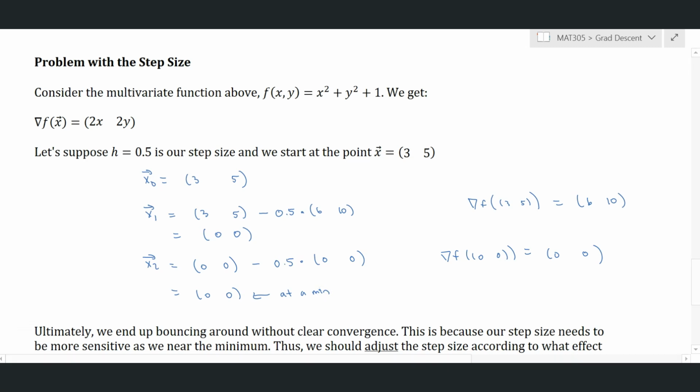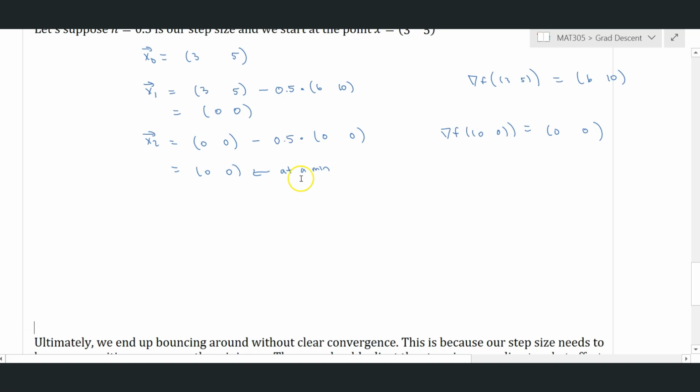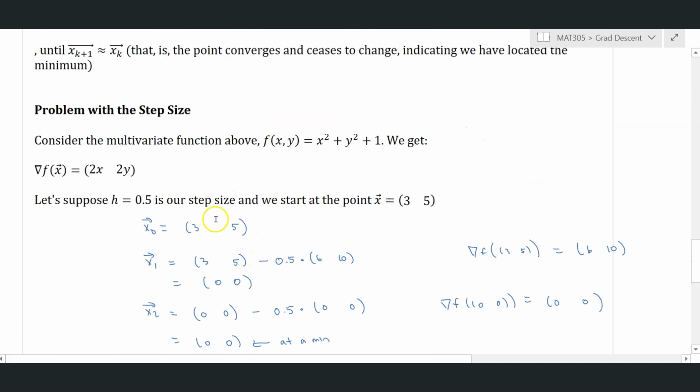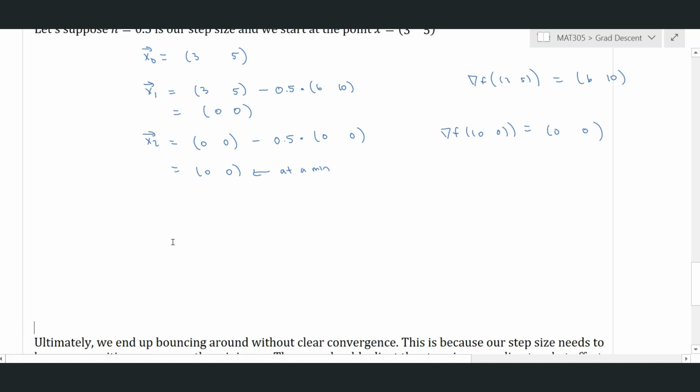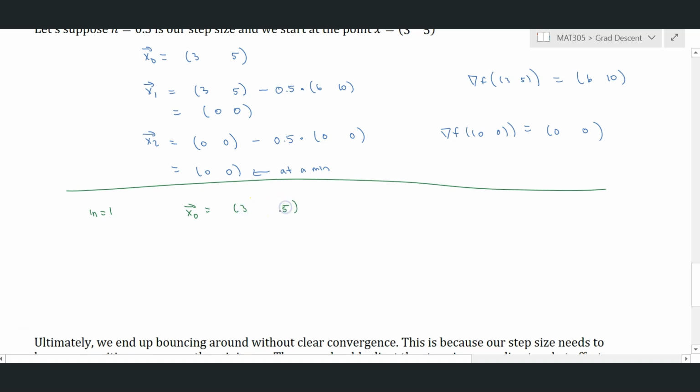Now, I mentioned a moment ago that there's going to be a problem with this, and the problem is that if we picked a step size that typically isn't going to be right. I just happened to establish this problem this way so it would work out like this, but let's say we picked h is equal to 1. Well, x0 would still be the vector (3, 5), and x1 would now be the vector (3, 5) minus 1 full multiple of (6, 10), and that would give us (-3, -5).